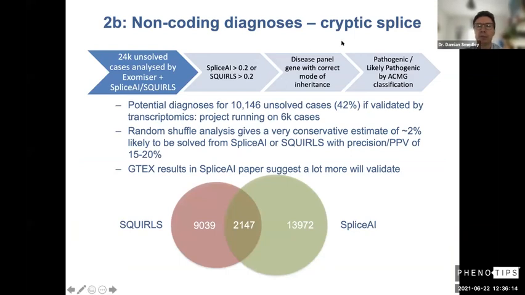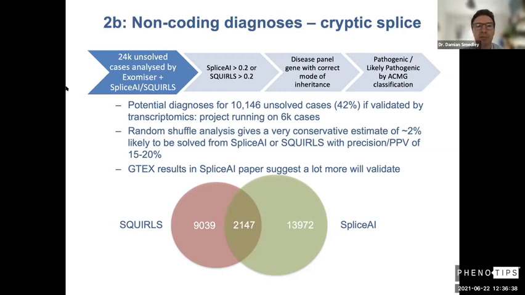Also looking at the non-coding space, cryptic splice variants are probably going to be the easiest ones to validate. So we've started looking at these already. We've looked at 24,000 unsolved cases, and we've run these using the Exomiser framework and a couple of tools for identifying cryptic splice variants called SpliceAI and SQUIRLS.